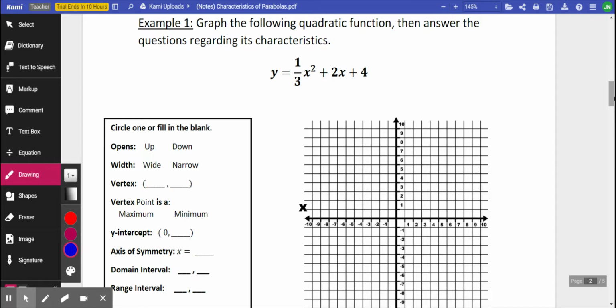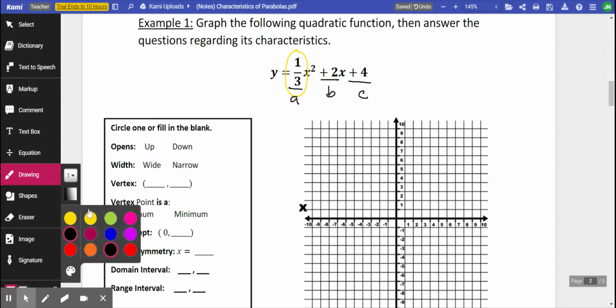So example number 1 says graph the following quadratic function and then answer the questions regarding its characteristics. So first we need to figure out whether it opens up or down. For that, we need to figure out what the value of a is. There are 3 values, right? So there's the value a in front of the x squared, the value of b in front of the x, and the value of c, which does not have a variable, in descending order, basically. So x squared, bx, and then c.